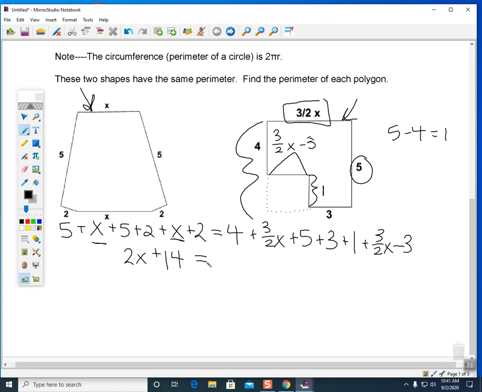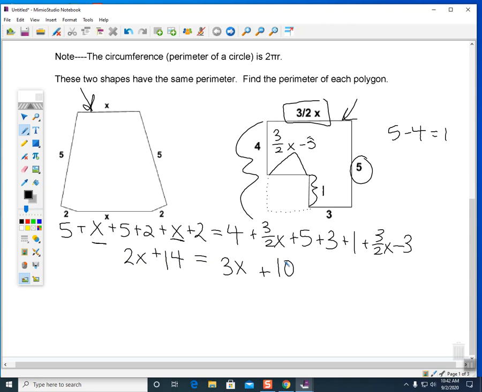I'm going to do the same thing over here. I'm going to start with my x's. So I've got 3 halves x plus 3 halves x. It's going to give me 6 halves x, right? 6 divided by 2 is just 3, right? So I'm going to reduce that to 3x. Then I can add up my constants. So I've got 4 plus 5 is 9. 9 plus 3 is 12. 12 plus 1 is 13. 13 minus 3 is 10. So I've got 3x plus 10.